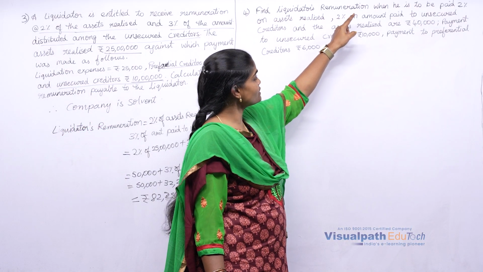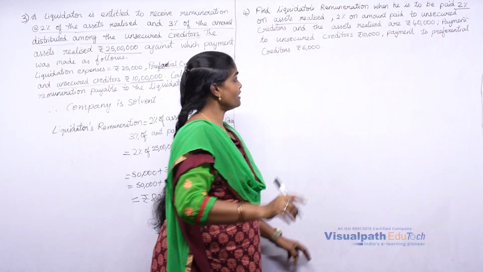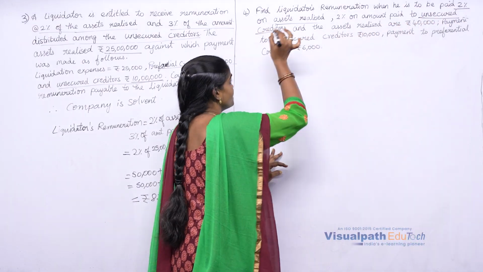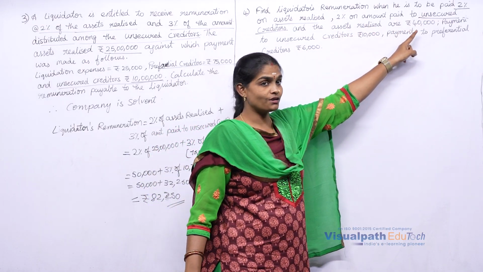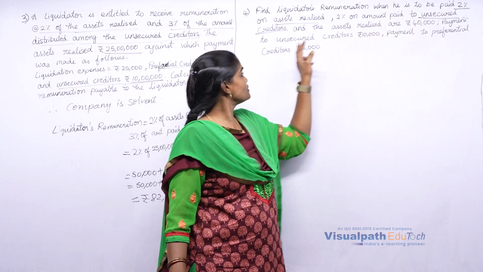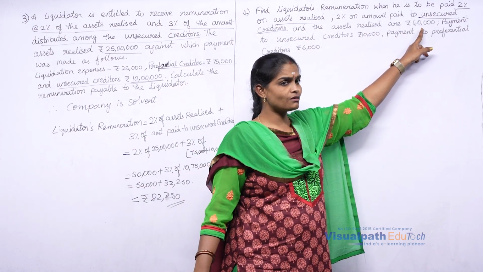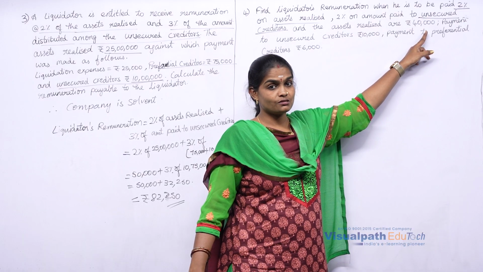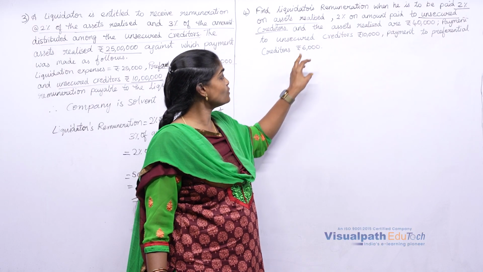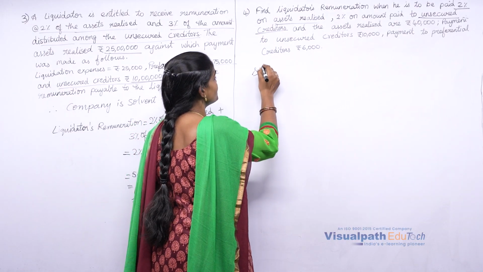Find the liquidator's remuneration when he is to be paid 2% on asset realized and 2% on amount paid to unsecured creditors. Again, a similar kind. Okay. And the assets realized are 40,000. Payment to unsecured creditors is 10,000 and payment to preferential creditors is 6,000. So total is 16,000. Even if we pay 16,000, we will be left with the amount still. So here the company is solvent. The company has sufficient funds to pay unsecured creditors and preferential creditors. So how do we calculate liquidator's remuneration?